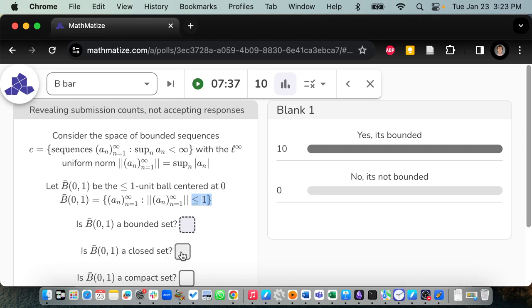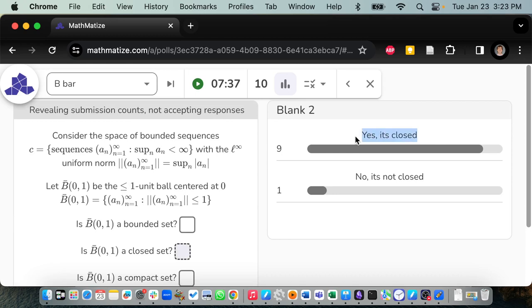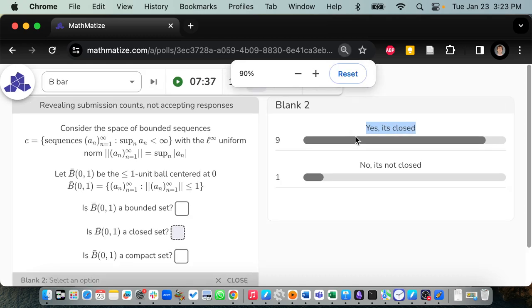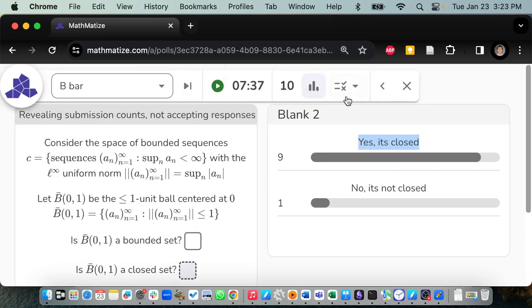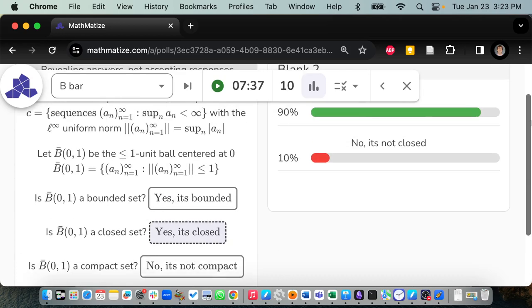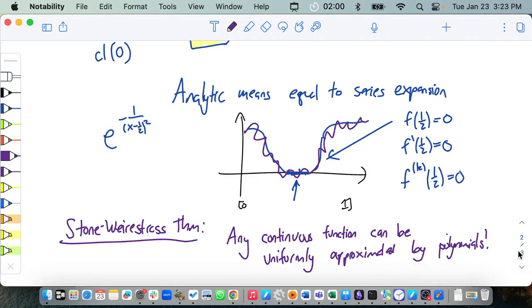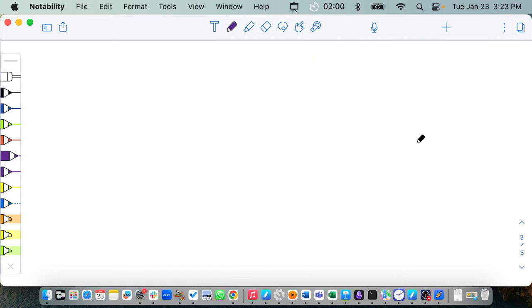What about closed? What do people say for closed? For closed, 9 people said yes, it's closed. 1 person said no, it's not closed. The correct answer is, yes, it's closed. So very good. This one is a little bit tricky, or can be, but if you work through it, there is a nice thing. So this one is closed.